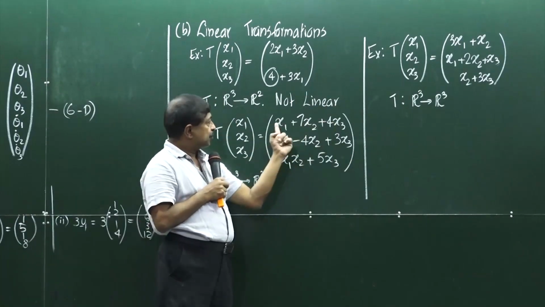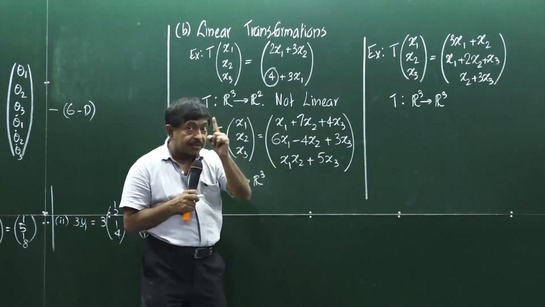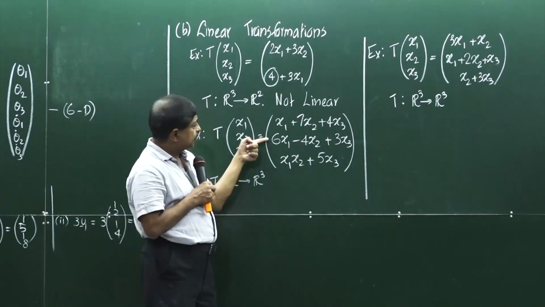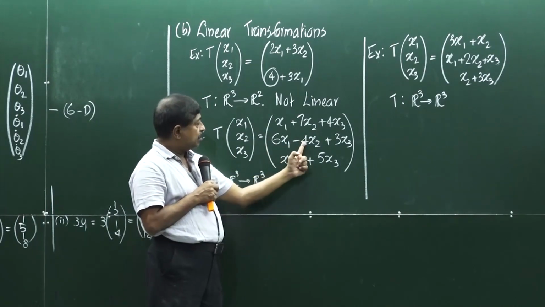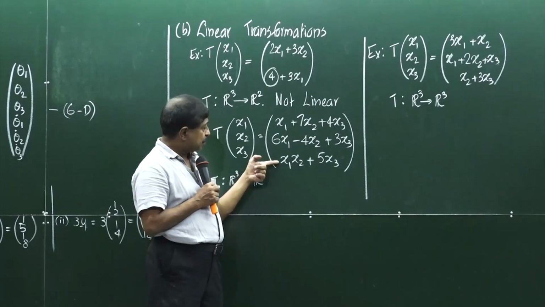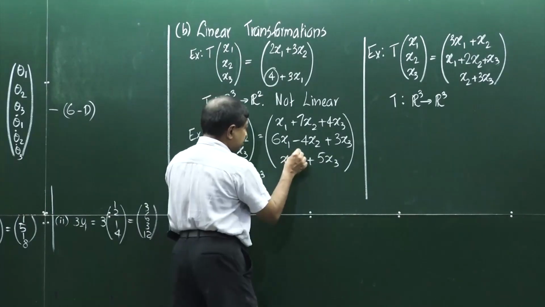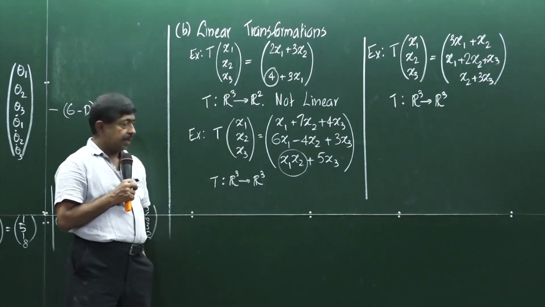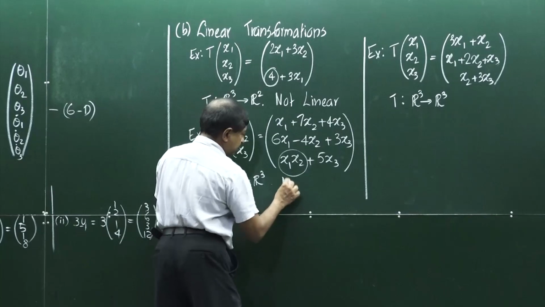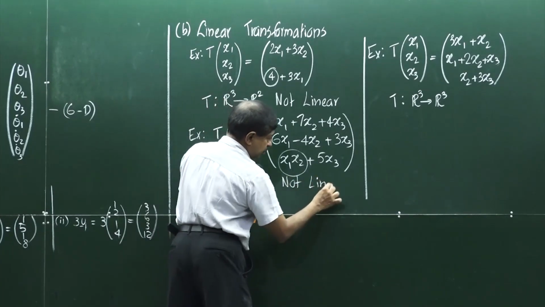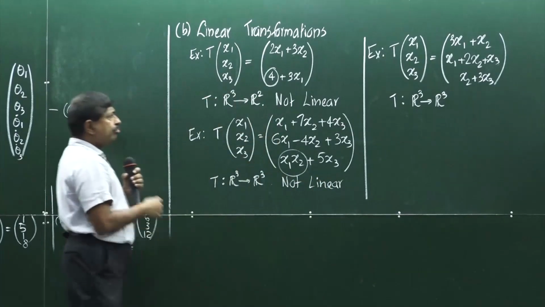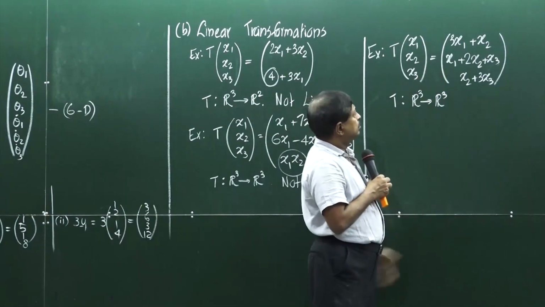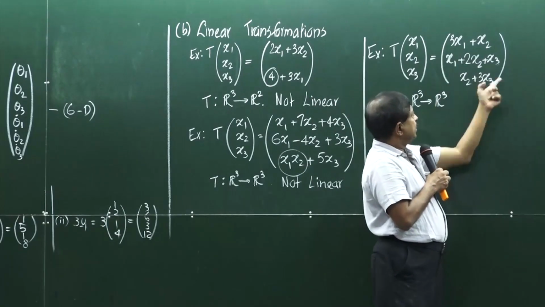What about this one? This is linear because they are combined using addition and scalar multiplication. Here it is multiplied by 1, 7 and 4. This is linear. Multiplied by 6, minus 4 and 3. What about this? This is not linear. x1 and x2 are multiplied. It's not linear. What about this one? It's linear. Everything is linear in there.